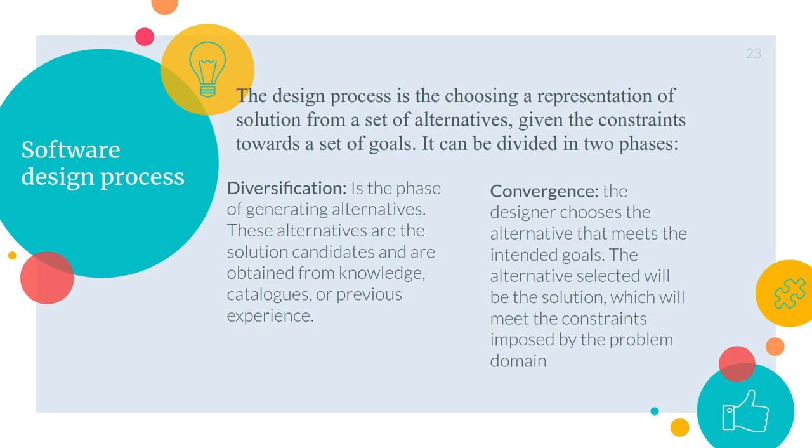So it can be divided into two phases, and the first one is diversification. It's the phase of generating alternatives, and these alternatives are the solution candidates and are obtained from knowledge, catalogs, or previous experience. So first of all, you diversify the solution. You create several alternatives to choose from, and sometimes you consider your previous experience.